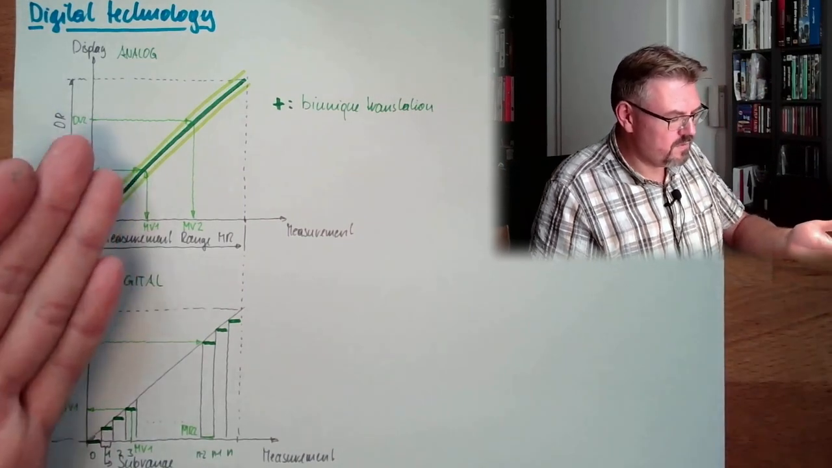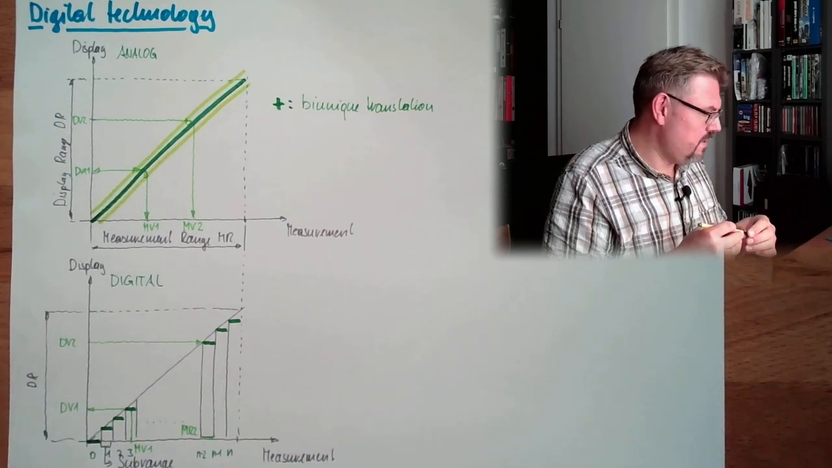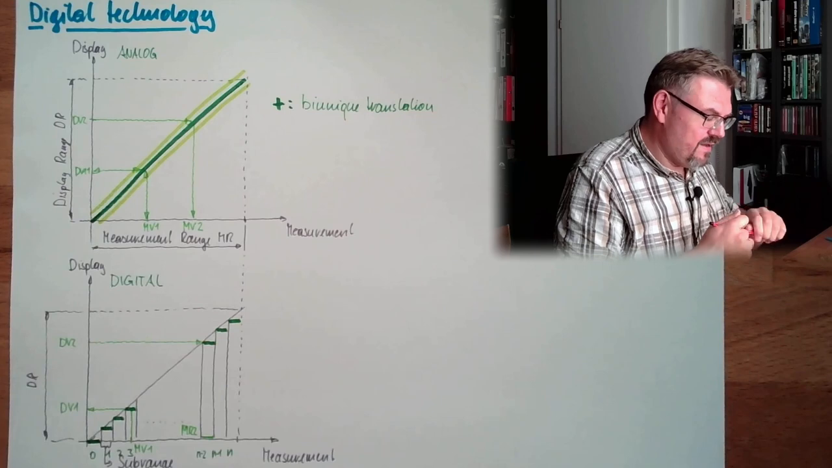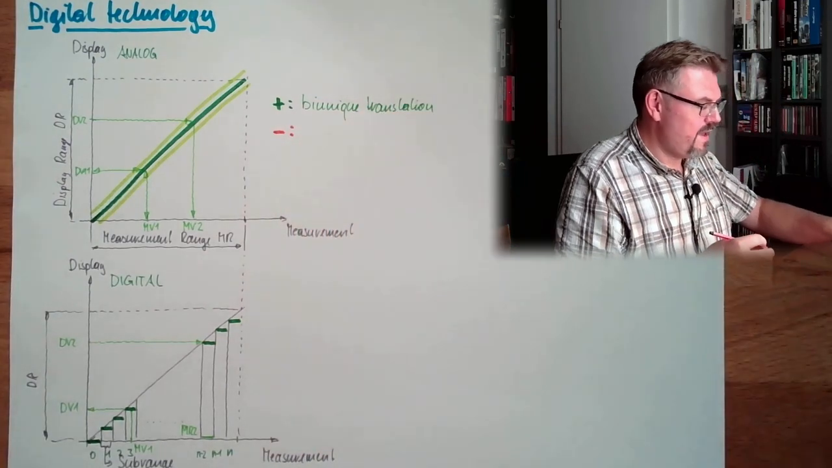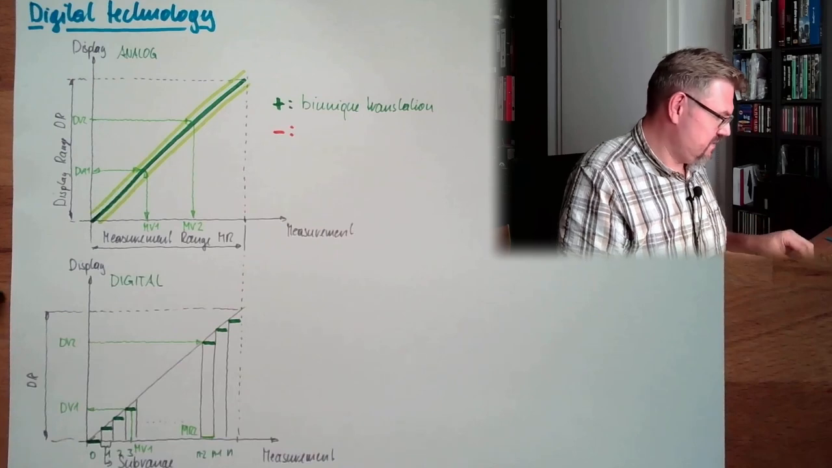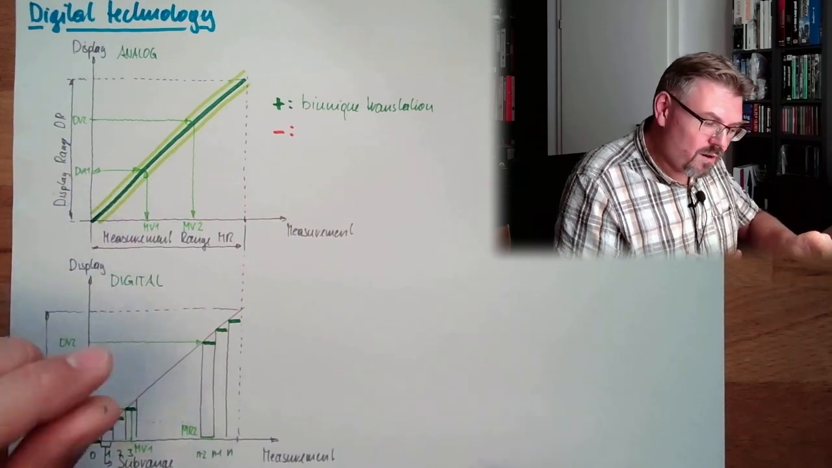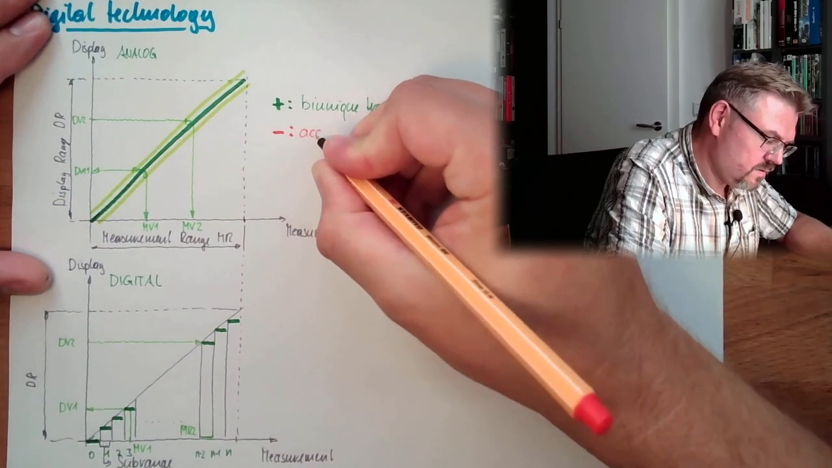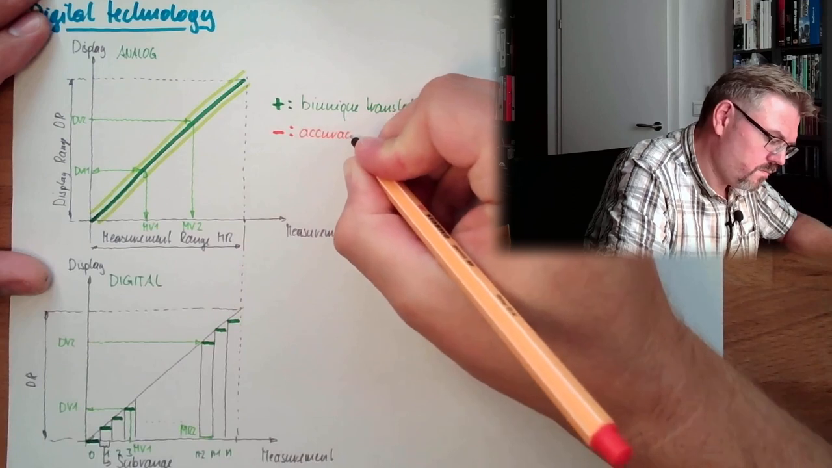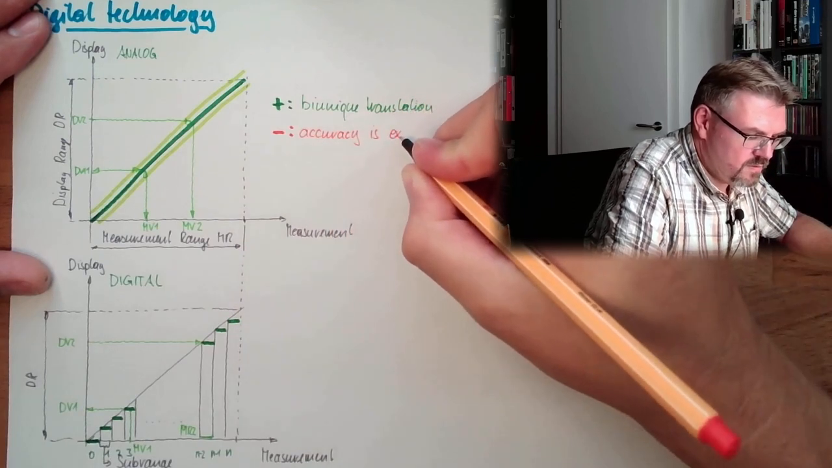Yeah. So that I can exactly tell what. The downside here, accuracy is expensive. Okay, this is what I mean. If I want to get this blurry line sharp, it's getting really expensive. Here, accuracy is expensive.